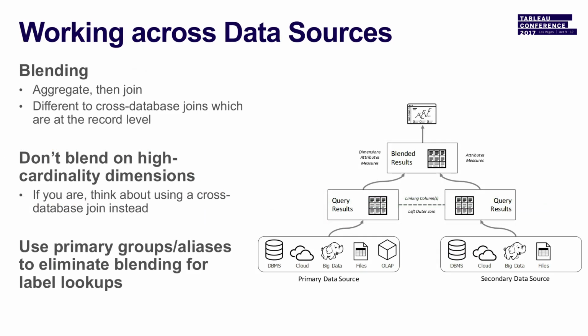When we blend, be aware that blending wasn't really designed to work across highly granular data, so don't blend on high cardinality dimensions. If you find yourself doing that, maybe think about a cross-database join instead. We have these things called primary groups and aliases that allow us to eliminate blending if all you're doing is blending to pick up a label of some form.